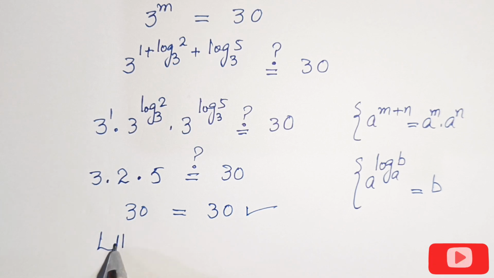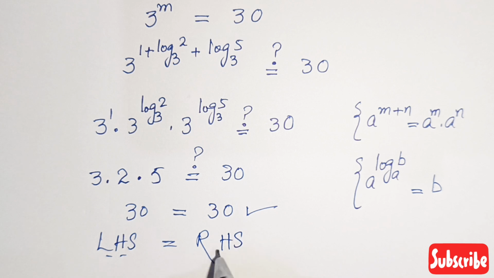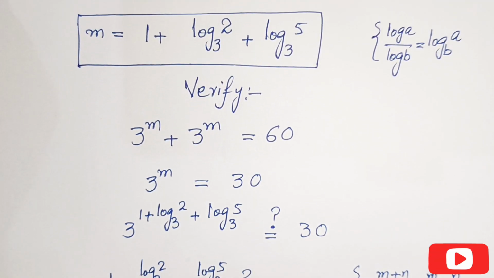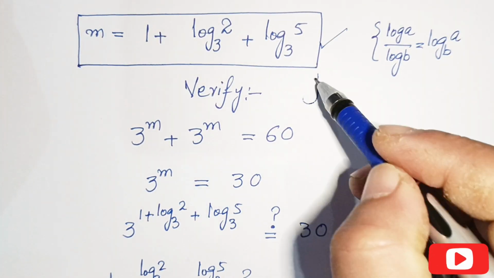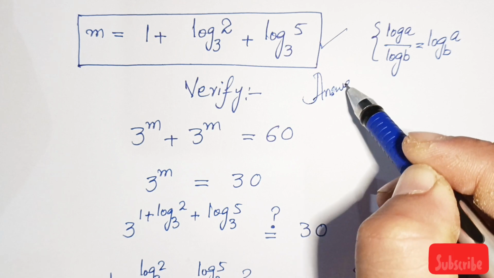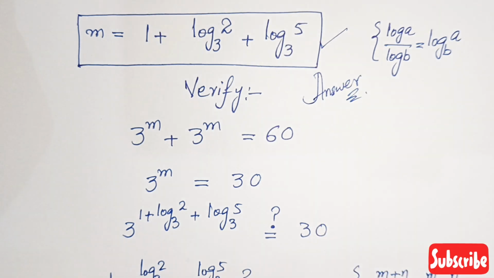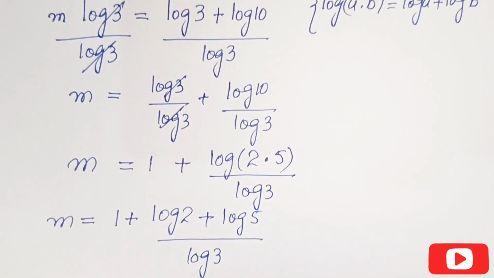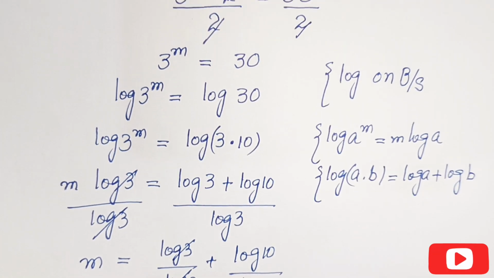The left hand side of this equation is equal to the right hand side. Hence we prove that this value of m is valid for this problem. So it is our final answer. We have found it by using different mathematical techniques. Now we are going to review our problem step by step.